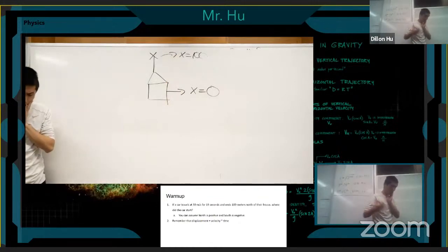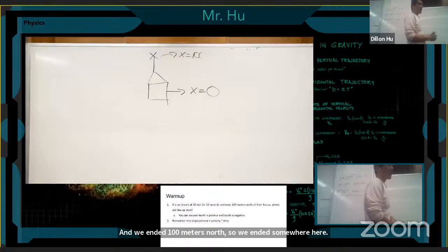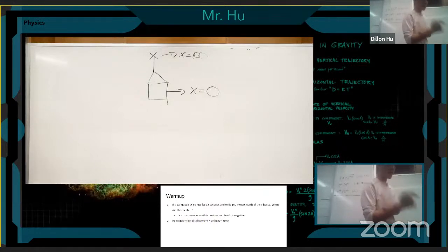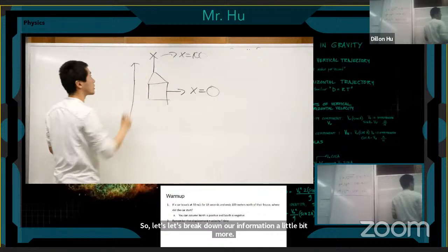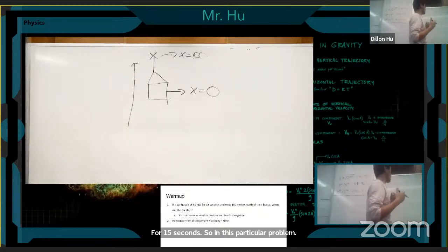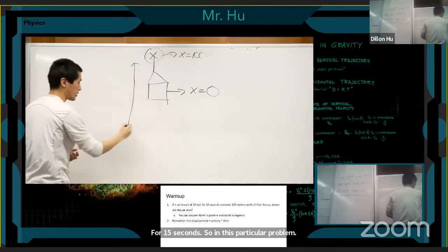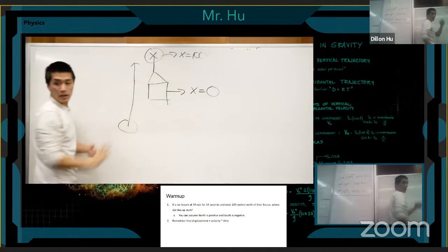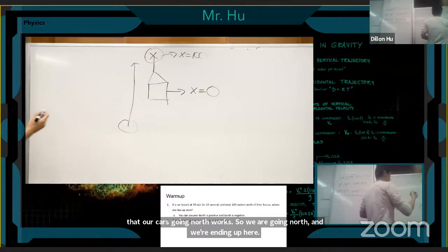So let's break down our information a little bit more. Our car is traveling at 30 meters per second for 15 seconds. In this problem, it's a positive 30 meters per second, which means our car is going northwards. So we are going north and ending up here. What's important is that we are not starting from 100. We're starting from somewhere here, traveling north, going up to here, and ending at 100 meters north of the house. And we're traveling at a speed of 30 meters per second.